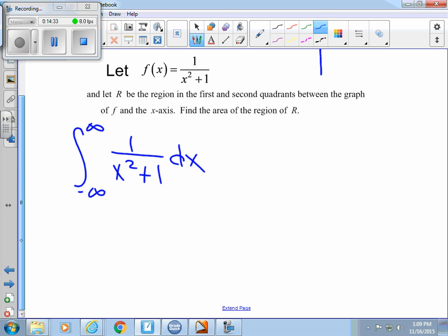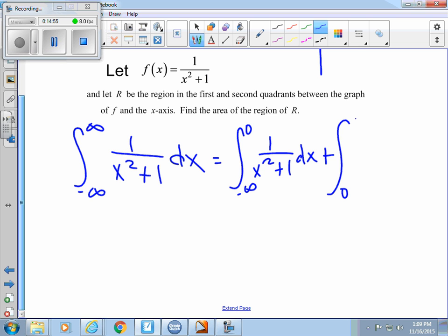When you have an infinity on both sides of the integral, you actually have to split it into 2 integrals. You can stop at any point you want, but you do have to split it into 2 integrals. So I'm going to split this into the integral from negative infinity to 0 plus the integral from 0 to infinity.